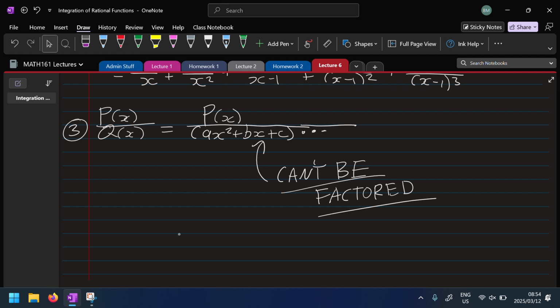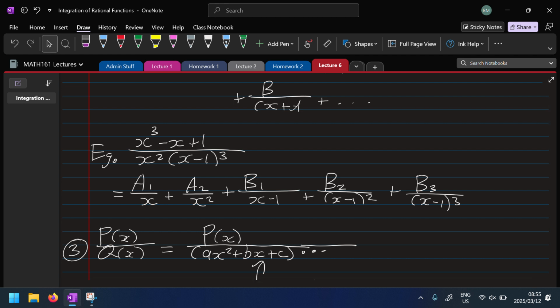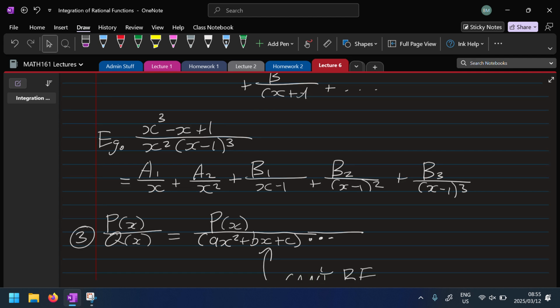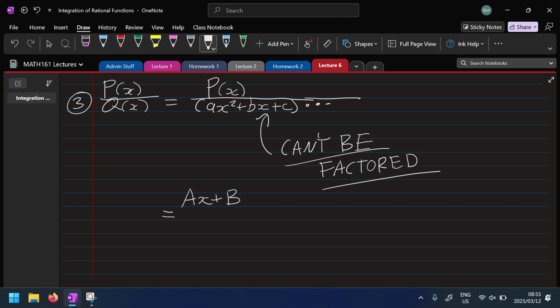Okay, so what do we do in this case? In the previous cases, these numerators have just been numbers. So if it's a linear denominator like this, then it's just some number. If it's a quadratic denominator, then the numerator we make linear. So in the top, we're going to have ax plus b now over the quadratic, so that will be ax squared plus bx plus c.